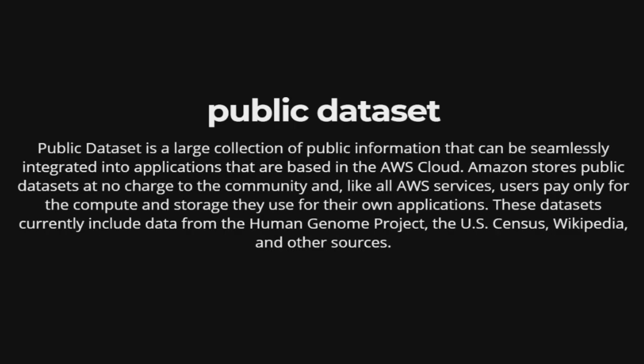Public Dataset. Public Dataset is a large collection of public information that can be seamlessly integrated into applications that are based in the AWS cloud. Amazon stores public datasets at no charge to the community and, like all AWS services, users pay only for the compute and storage they use for their own applications. These datasets currently include data from the Human Genome Project, the US Census, Wikipedia, and other sources.